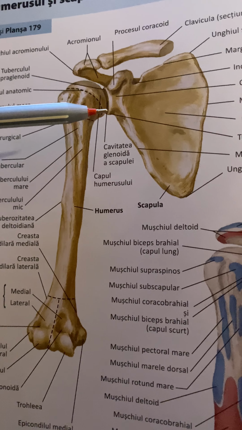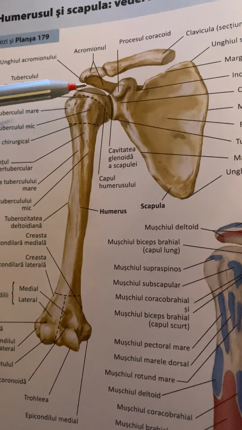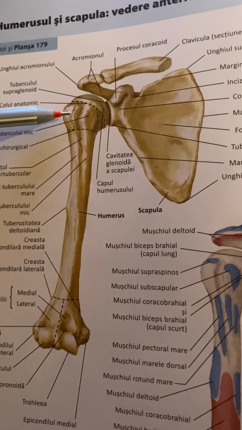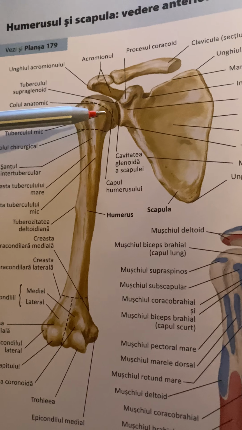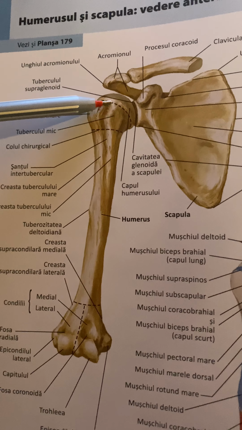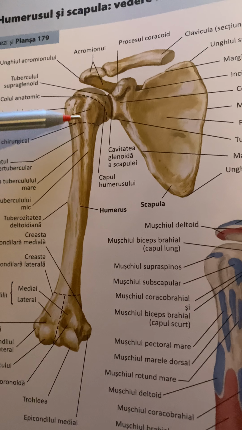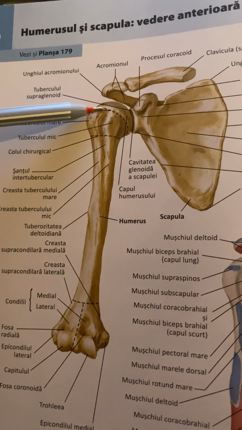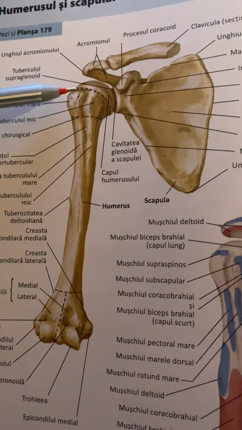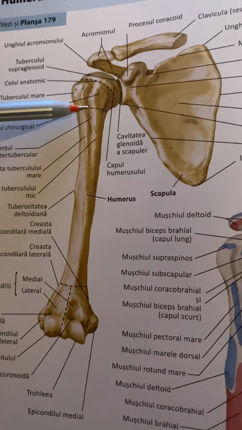The upper epiphysis is being formed by the head of the humerus, this kind of sphere-shaped structure. This over here is going to be the greater tubercle, and this over here is going to be called the lesser tubercle. This structure between the two tubercles is going to be called the intertubercle groove. This dotted line actually expresses the anatomical neck, and this over here is going to be called the surgical neck.